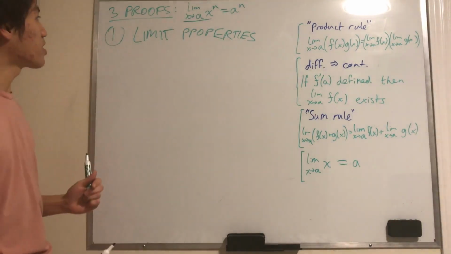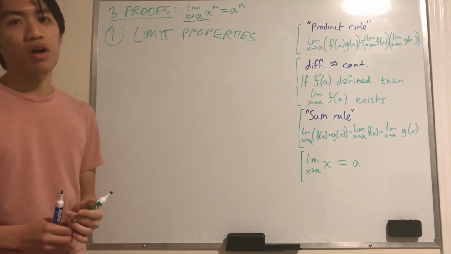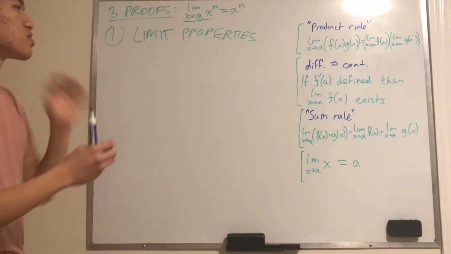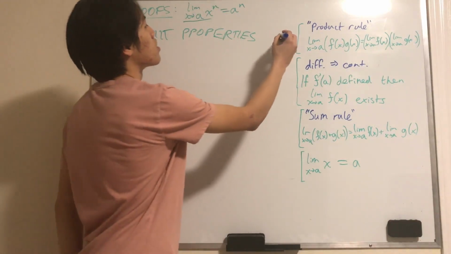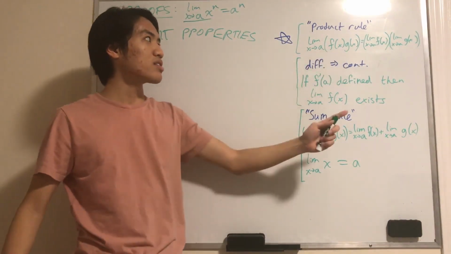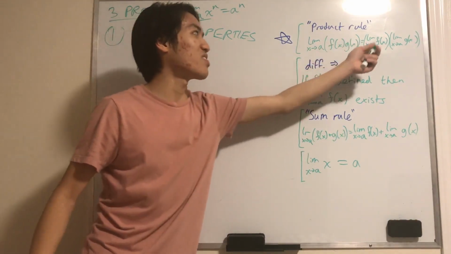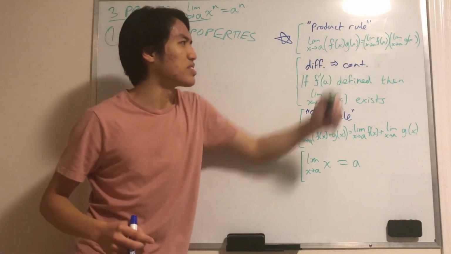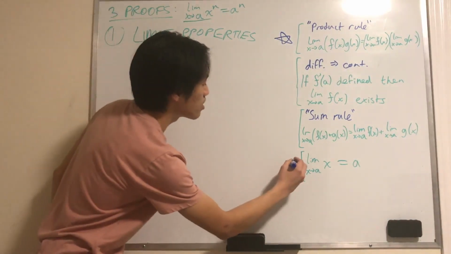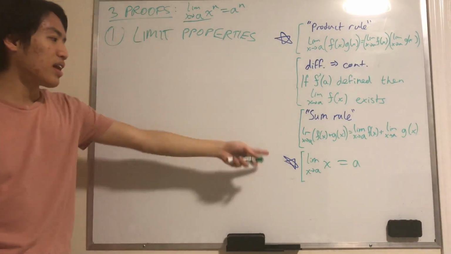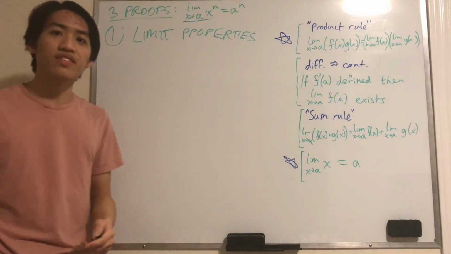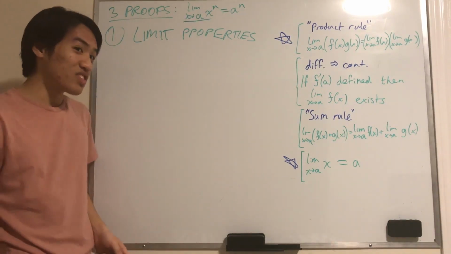So here's the first way that we're going to prove it, and I call it limit properties. You might guess it's going to use some properties of limits. So here are the ones we're going to use. We're going to use the product rule for limits, which says the limit of a product can be rewritten as the product of the limits, as long as those limits exist, of course. And the other property we use for proof number 1, it's this one at the bottom, limit as x goes to a of x is equal to a. I'm not going to prove any of these, but we are going to use these facts.